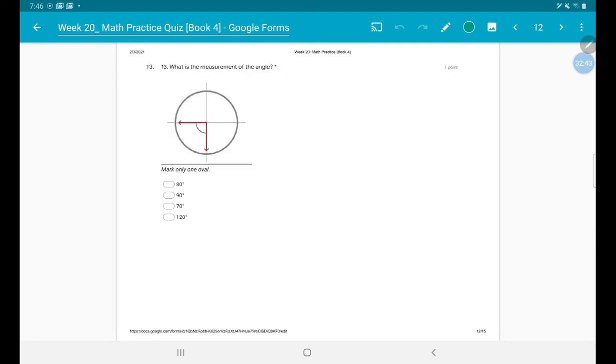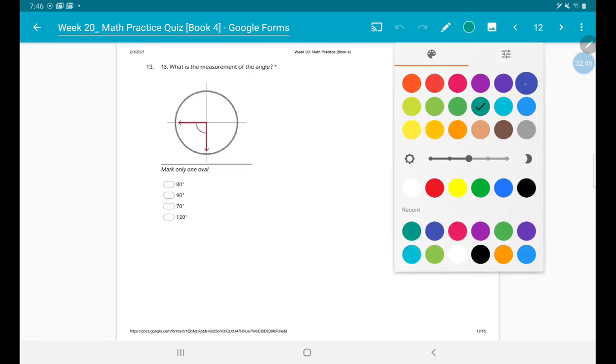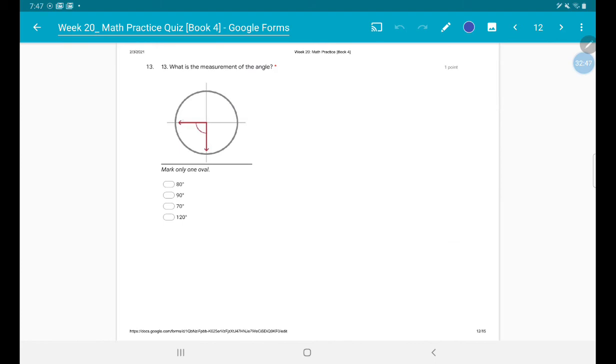On to the next one, and it asks, what is the measurement of this angle? So they've got a circle for us there just for reference. They've drawn out these 2 rays, and this little arc right here represents the part I'm measuring. I can see that makes a perfect corner. That's 90 degrees. It's a right angle.